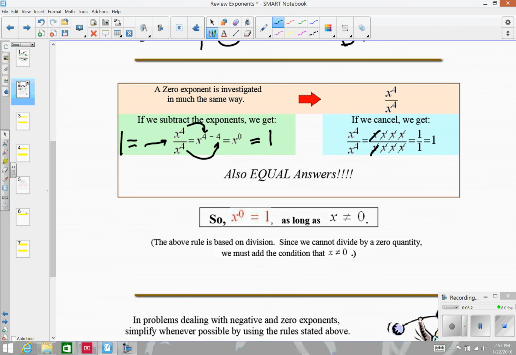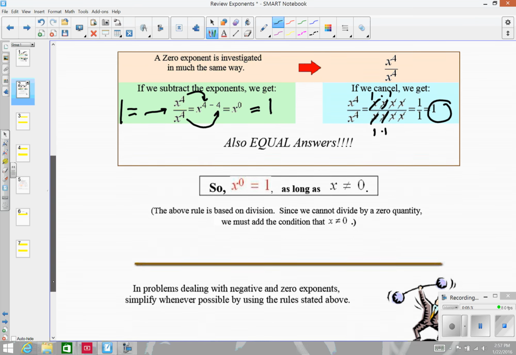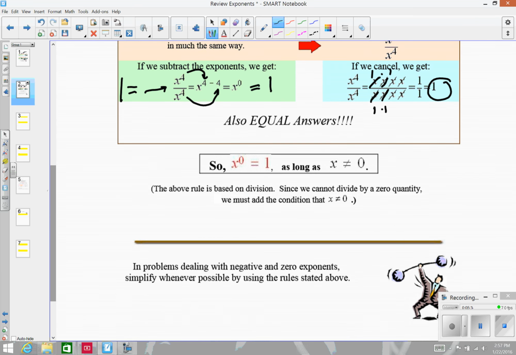then cancel, these really become all 1's. So I end up multiplying 1 times 1 times 1 times 1 over the same thing, giving me my simplified answer of 1. So that gives us our other rule, x to the 0, or really anything to the 0 power is going to equal 1, as long as we are not taking 0 to the 0 power.